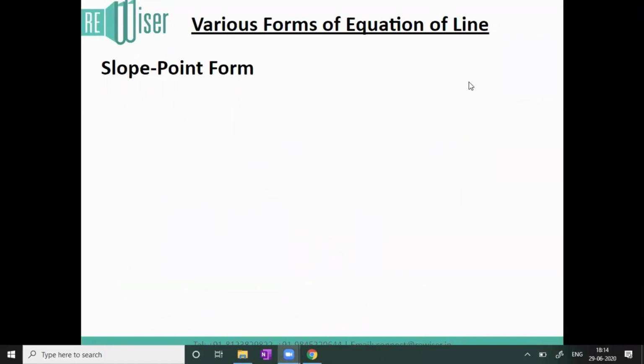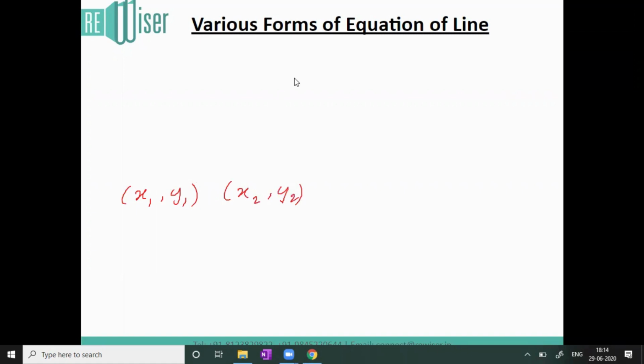Let's say I talk about the next form. Instead of a slope, I have 2 points, say x1 comma y1 and x2 comma y2. These 2 points are on the line. Let's say this is my line and I have these 2 points on my line. Let's say this is my point 1 and this is my point 2. Let us name this as A and this as B.